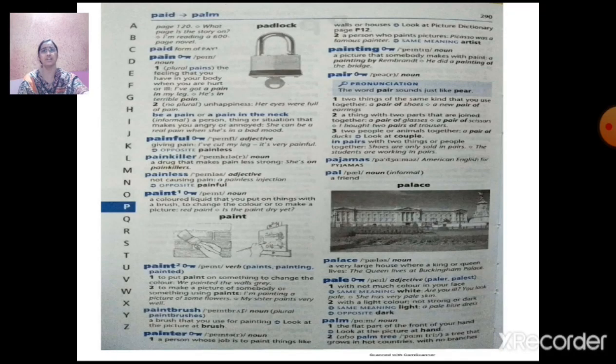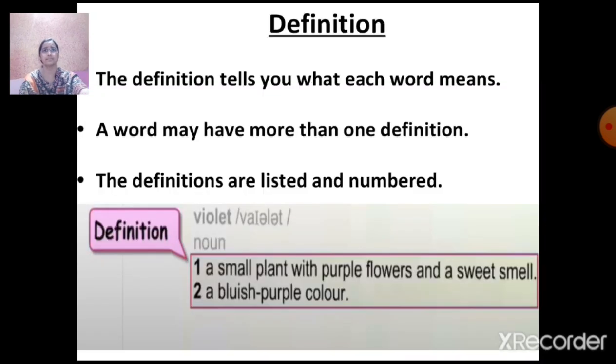Now, a dictionary also provides the definition of the entry word. Now, let's understand this. The definition tells you what each word means. A word may have more than one definition. In that case, the definitions are listed and numbered. Like for example, the entry word violate has two definitions and they are numbered.